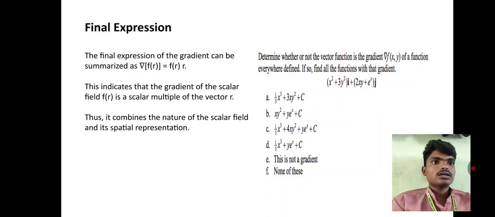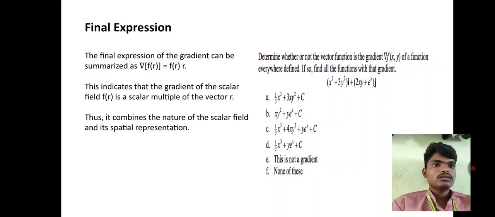Determine whether or not the vector function is the gradient of a function f(x, y), defined everywhere. If so, find all the functions with that gradient. The examples are: (x square plus 3y square) i plus (2xy plus e to the power x) j; and (1/3 x cube plus 3xy square plus c), (xy square plus y e to the power x plus a c).